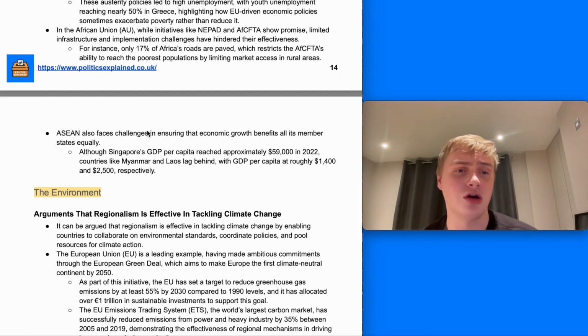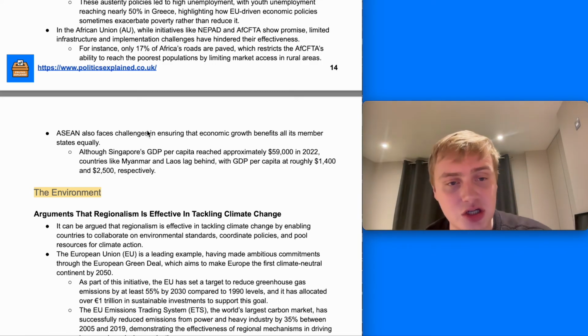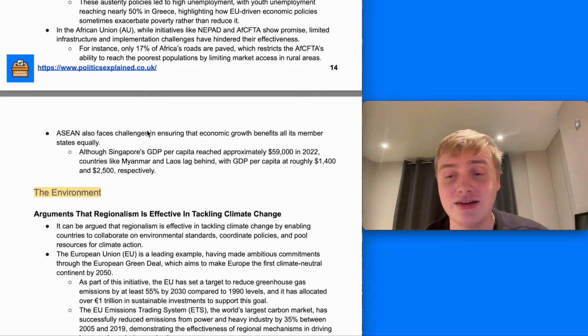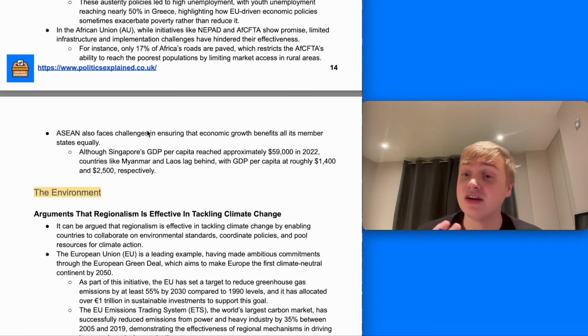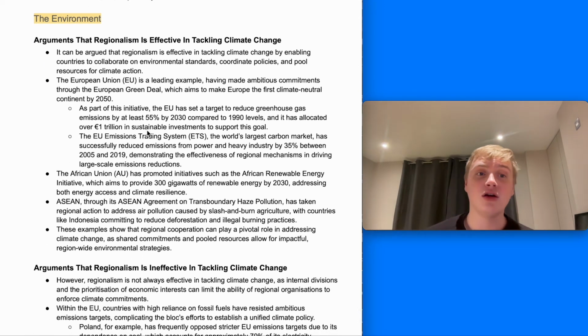Also, ASEAN has challenges in real discrepancies between its countries. Singapore's GDP per capita is $60,000 now in 2022, while other member states significantly lag behind, and that shows the disparities in the benefits of regionalism to different member states. Finally, then, looking at the environment.